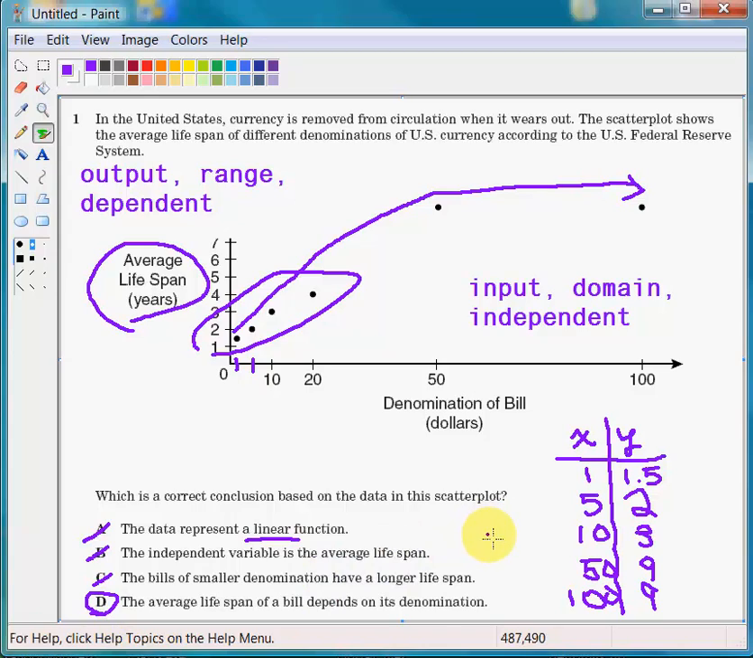So this problem had a lot to do with vocabulary. If you know your vocabulary, I don't think you'd have much problem with this problem.